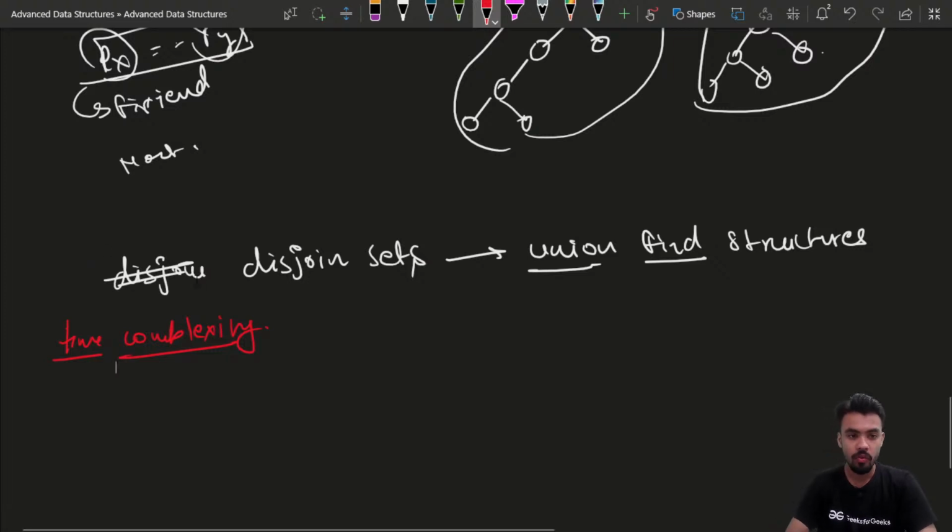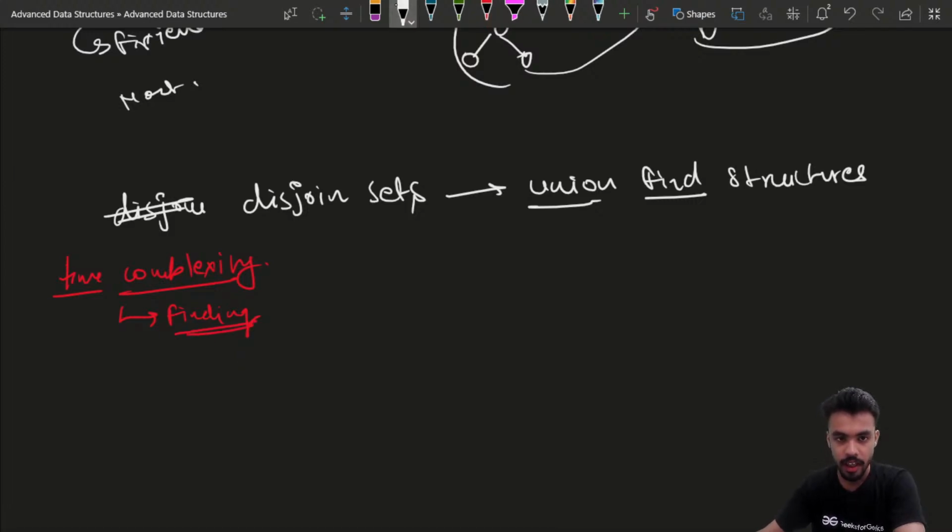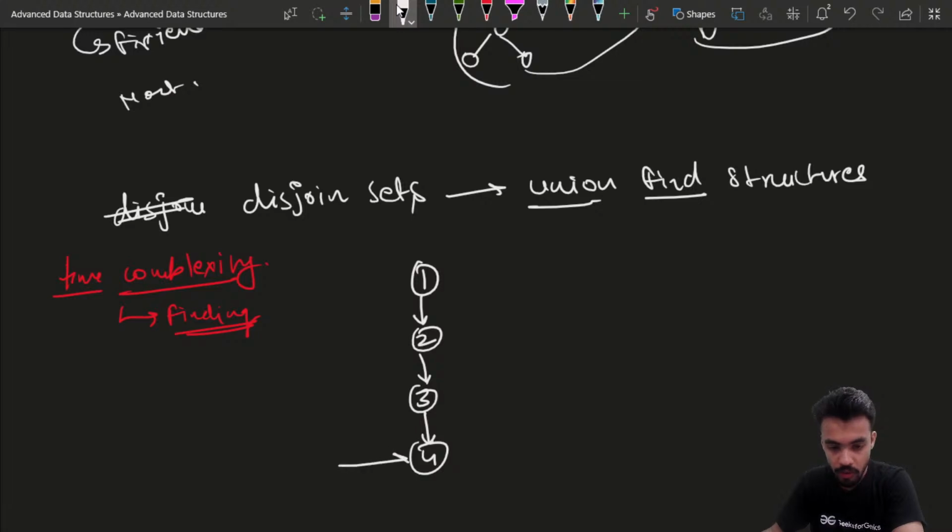So what we are doing here is we are finding parent, and suppose we are having a structure like this, 1 is connected with 2, and then this is further connected with 3, and then this 3 is further connected with 4. Now suppose we want to find the parent of 4, then we are finding the parent of 4, that is 3, and then we will be finding the parent of 3, that is 2, and then we will be finding the parent of 2, that is 1. So this is how we are finding the parent of 4.